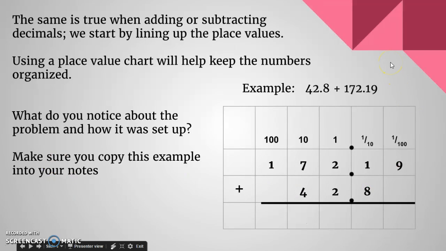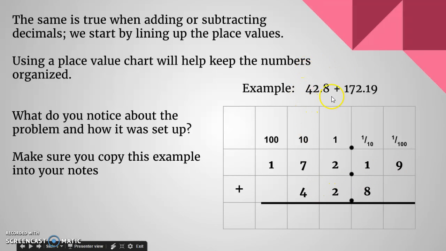Okay, the same is going to be true when we're adding or subtracting decimals. We always start by lining up the place values. Using a place value chart, we can help keep the numbers organized. If we take a look at this example, 42 and 8/10, and we're going to add 172 and 19/100. In this case, they used the commutative property. They put the larger number on top because it's addition. That's okay to do. The 1 is under the hundreds place, the 7 is under the tens place, the 2 is under the ones, the 1 is under the tenths, and the 9 is in the hundredths place.